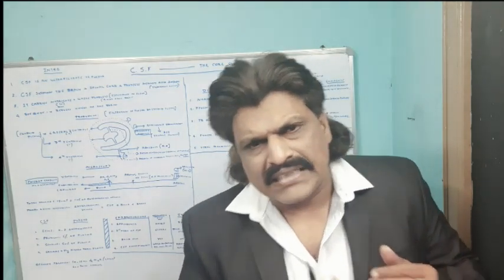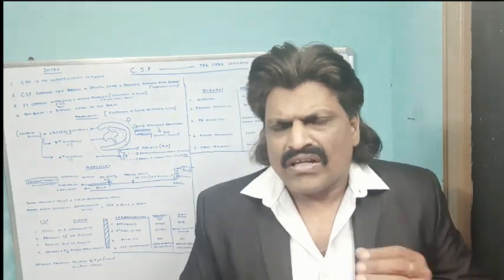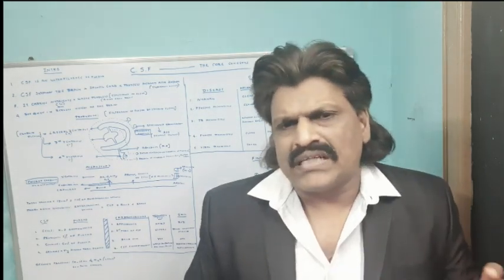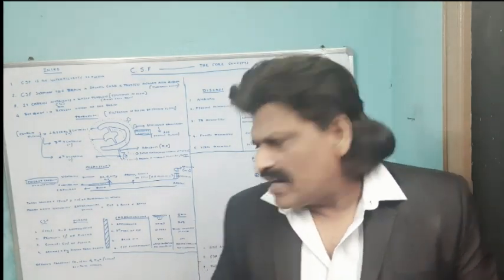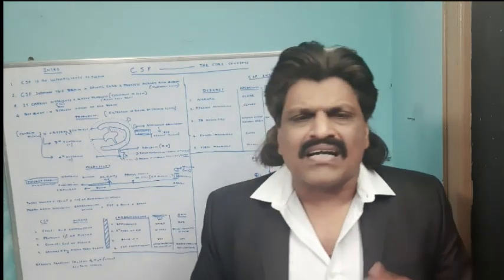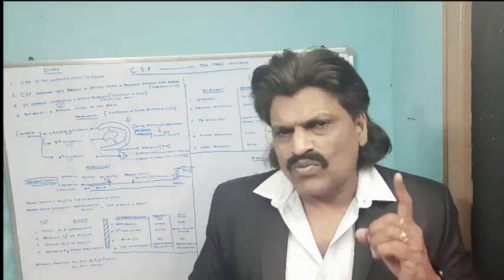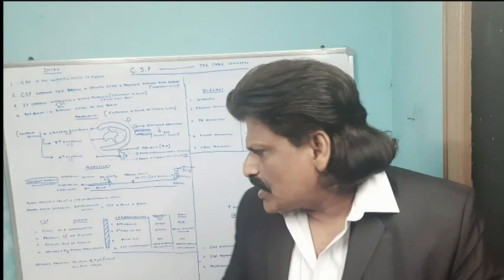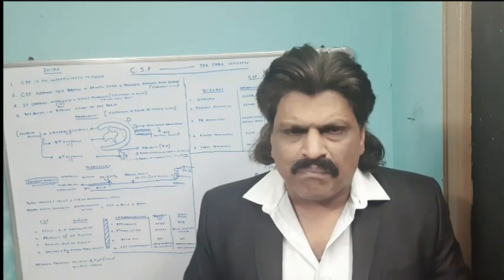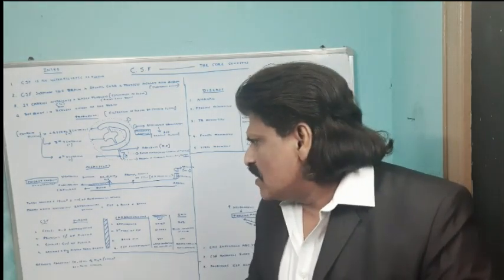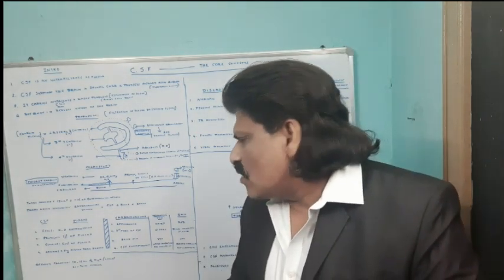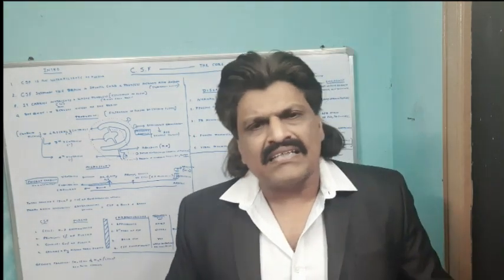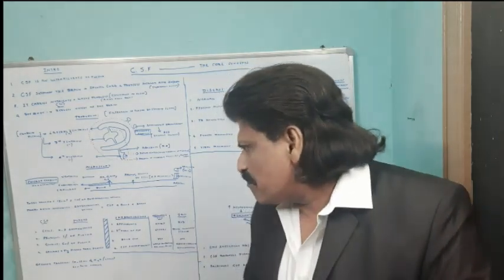In the CSF, there is normally no cell, and if at all there are cells, there are hardly 0 to 5 cells, and all the cells are lymphocytes. Even if there is one neutrophil, it becomes pathological. Protein is 1% of the plasma. Glucose is about 60% of the plasma, and chlorides and magnesium are higher in the CSF than in the plasma.